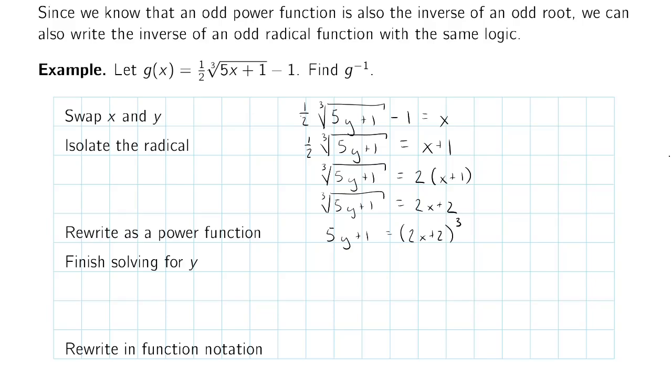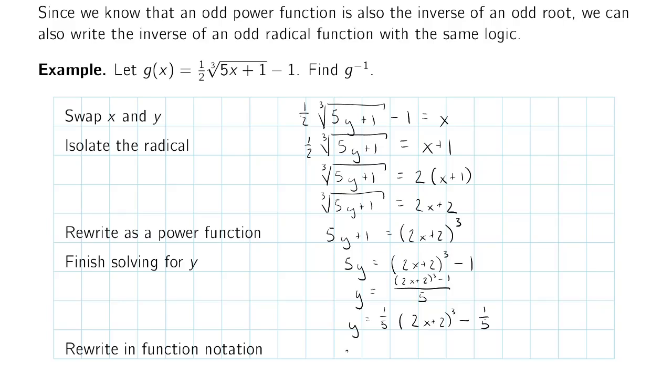And then we finish solving for y. So we'll subtract 1 on both sides. On the left, we're just left with 5y. On the right, we have (2x plus 2) all to the third minus 1. We'll divide both sides by 5. We've got y equals ((2x plus 2) to the third minus 1) all over 5. Y equals 1/5 times (2x plus 2) to the third minus 1/5. And there's our inverse function.